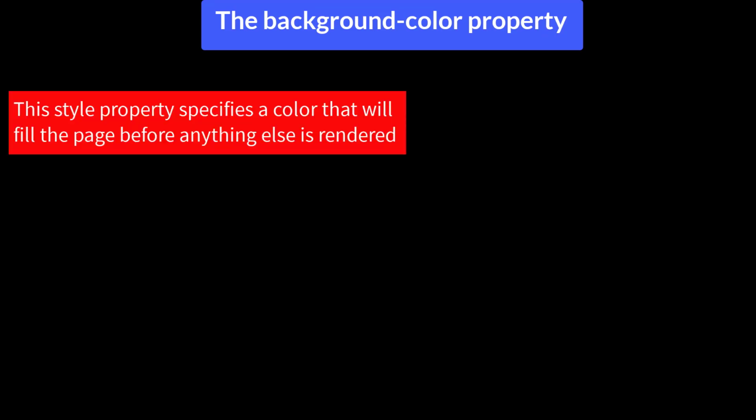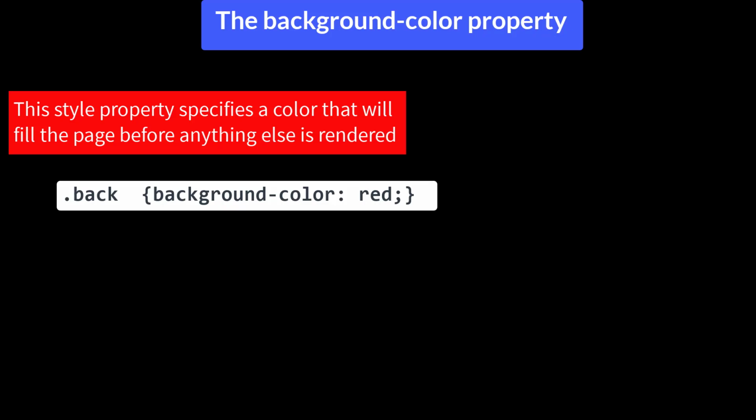The background-color property. This style property lets us specify a color that will fill the page before anything else is rendered. For example, .back, background-color: red, semicolon. Now, a little reflection will quickly tell you that red is not a good choice. We have some red text for one thing, and that would be lost against a red background.